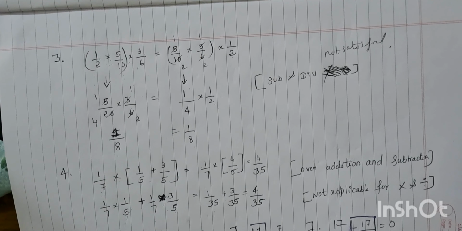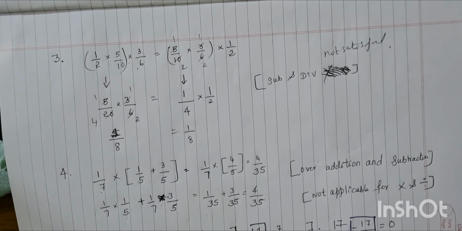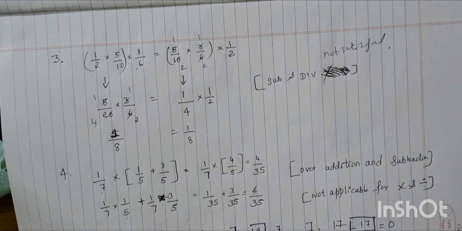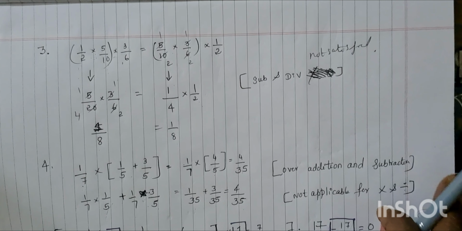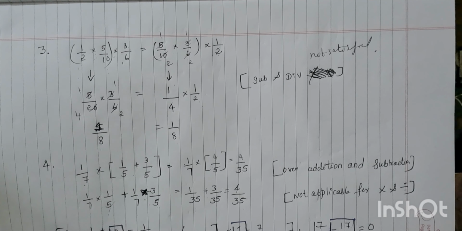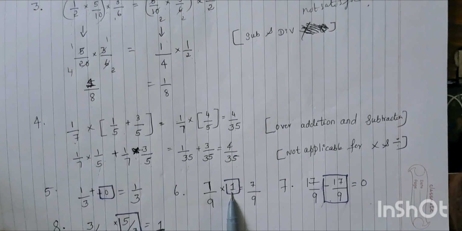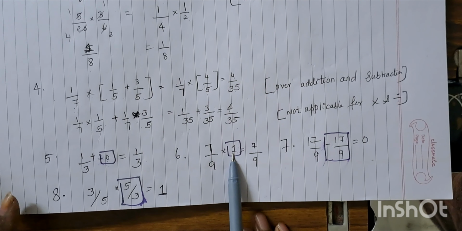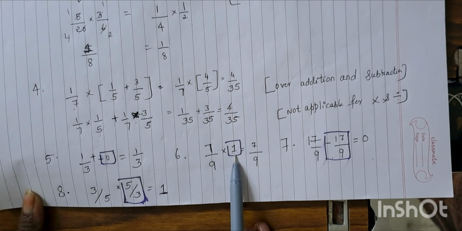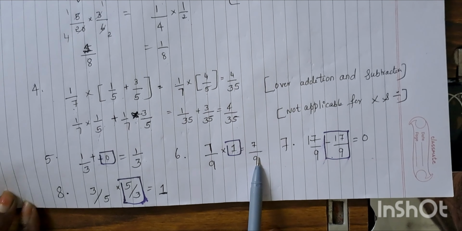Next, additive identity. What do we mean by additive identity? It is the number which, if you add, you get the same number. So 0 is the additive identity. 1 is the multiplicative identity, because if you multiply with 1, you get the same number.